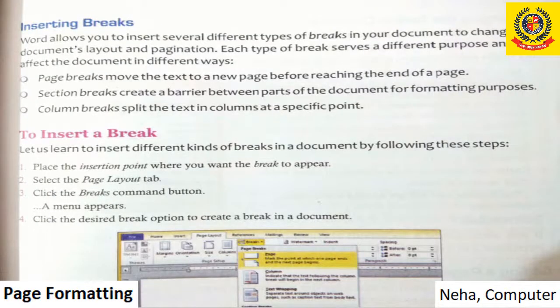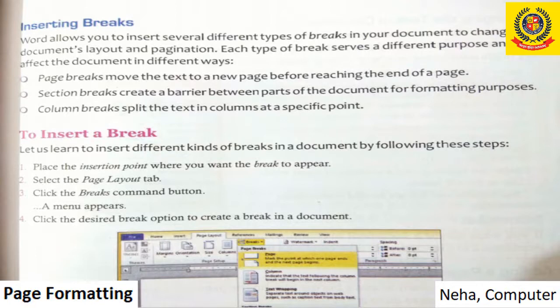Next is inserting breaks. Word allows us to insert several different types of breaks in the document to change the document's layout and pagination. Now there are different types of breaks which can be inserted, like page break, section break, and column break. Now when we see after page 1, when we move to page 2, we see there is a line between those two pages. So that is a page break. A page break moves the text to a new page before reaching the end of a page. So whenever one page finishes, it moves automatically to the next page. That is a page break.